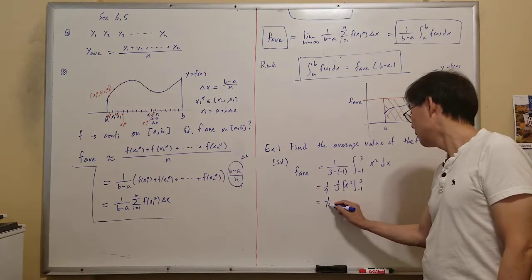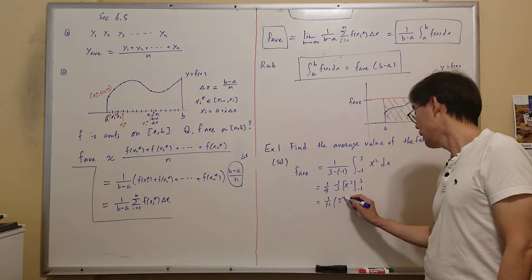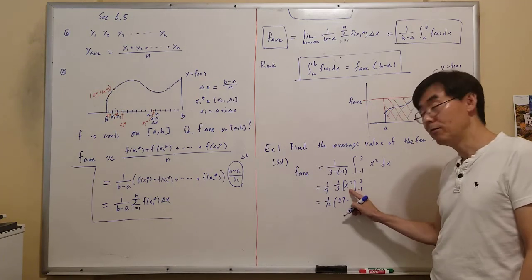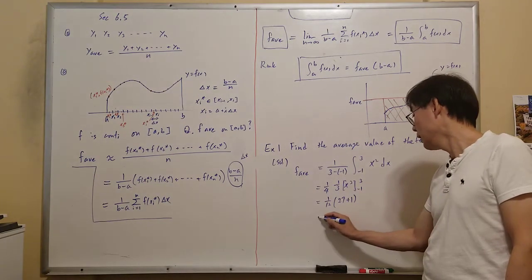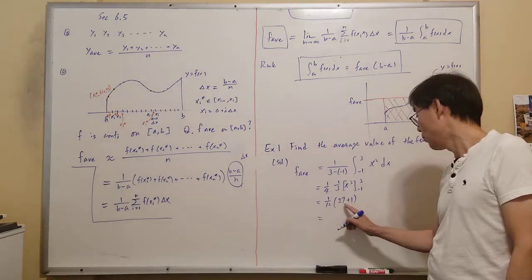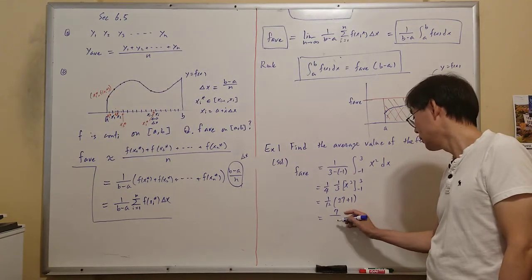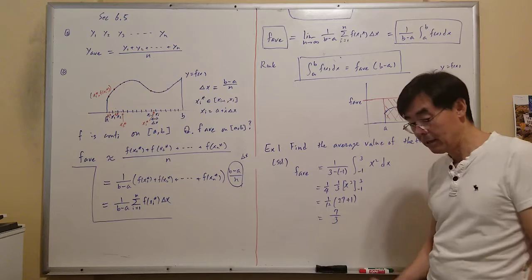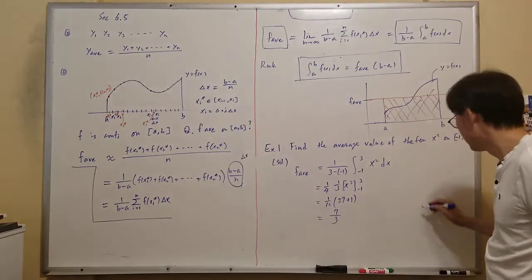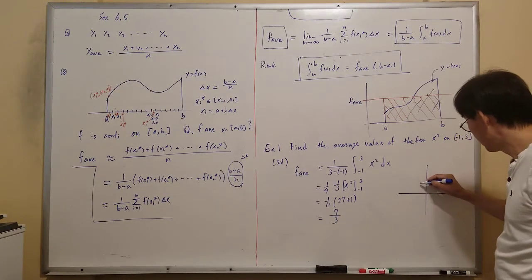1 over 12 times 27 minus negative 1, which is 28 over 12. The 4 cancels, giving 7 over 3.